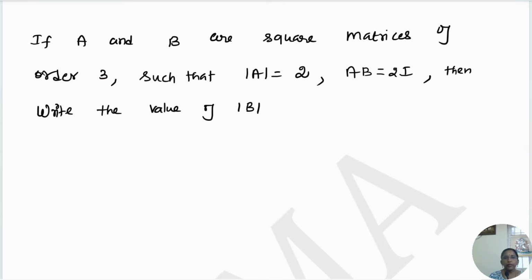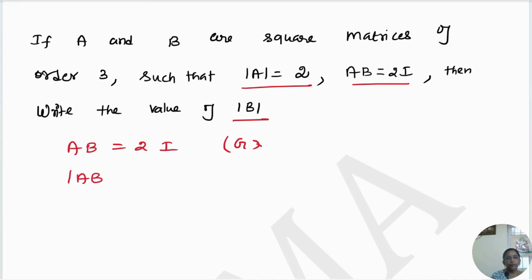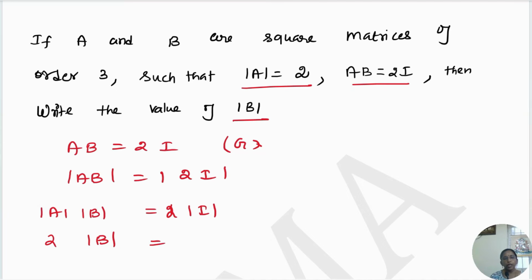In this question, we are given two square matrices A and B of order 3, and determinant of A is 2, AB is equal to 2 times I, and we are going to find the value of determinant of B. So you use the given data AB is equal to 2 times I and take modulus on both sides and use the properties. So you can write like this, and determinant of A is given as 2 and modulus determinant of B, and 2 into this value is 1. So you can cancel these two. So our determinant of B value is equal to 1. So that is our answer.